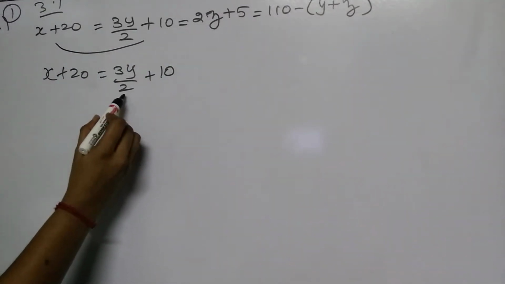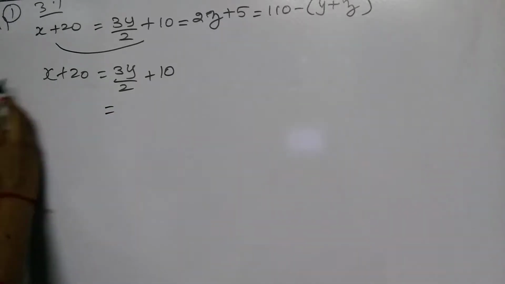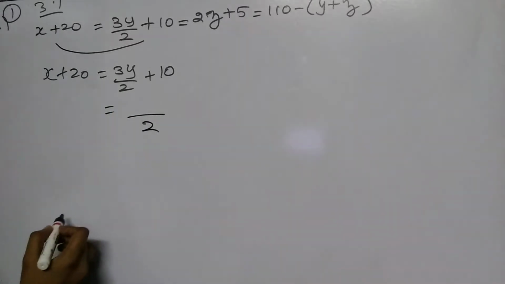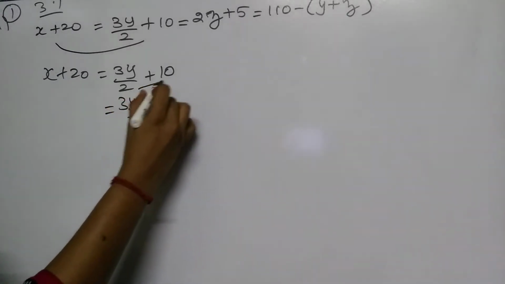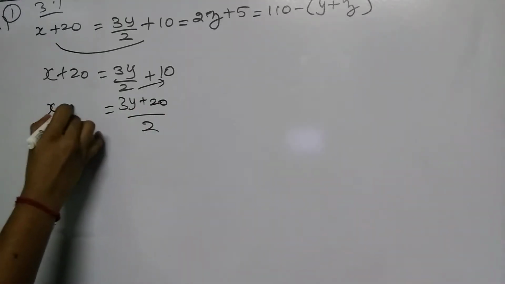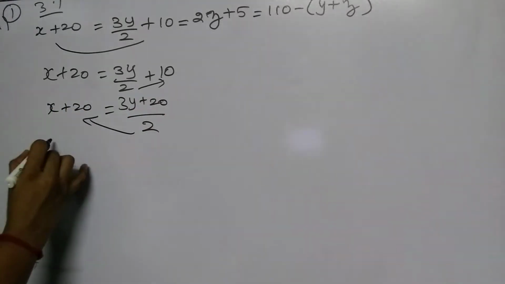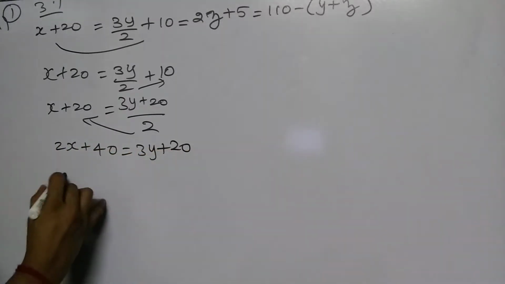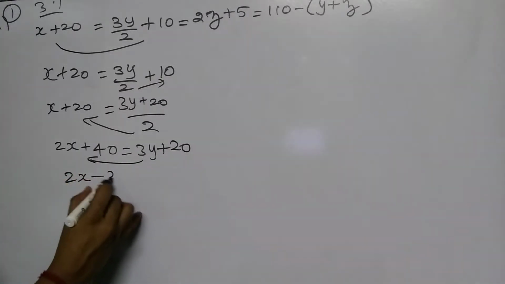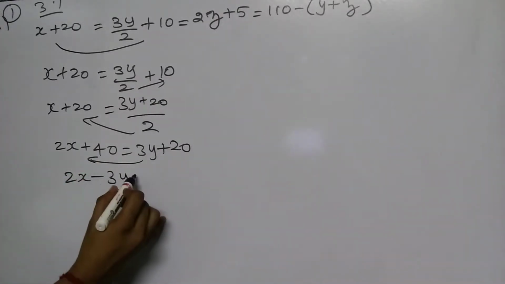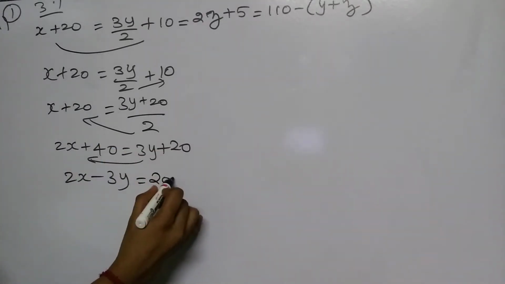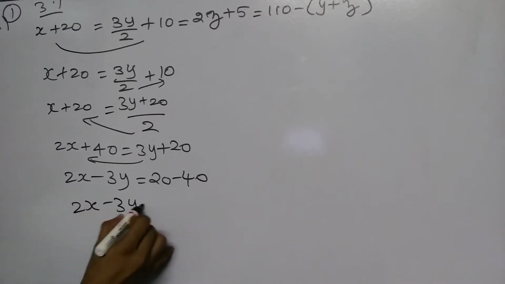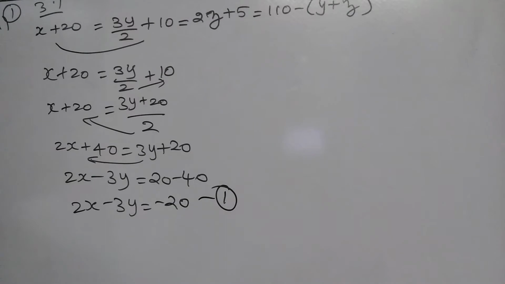So what you're going to do is take the left hand side and the right hand side. The right hand side you simplify, make it as a single denominator: 3y plus 10 into 2, cross multiply, 20. This is x plus 20. Now 2 bring it to the other side. 2x plus 40 is equal to 3y plus 20. Now 3y bring it to the other side: plus 3y becomes minus 3y. That is equal to 20. 40 take to the other side: plus 40 becomes minus 40. So 2x minus 3y is equal to minus 20. This is your first equation.